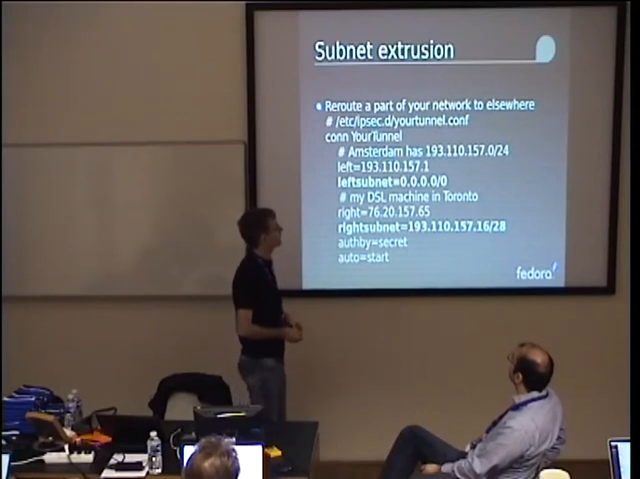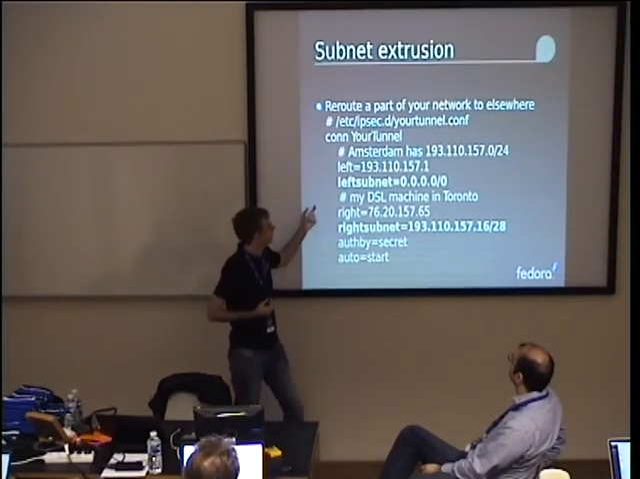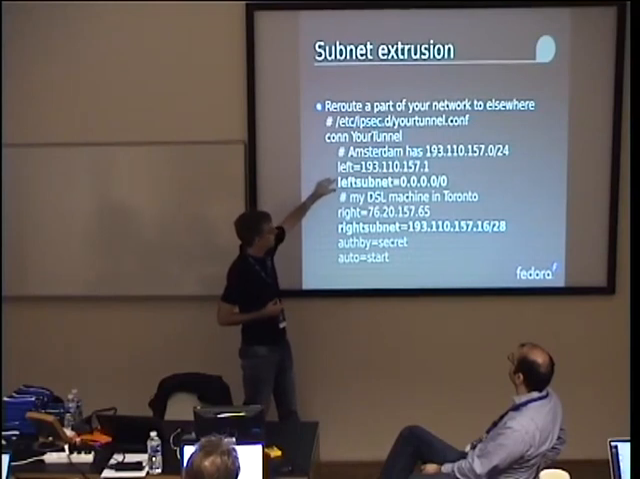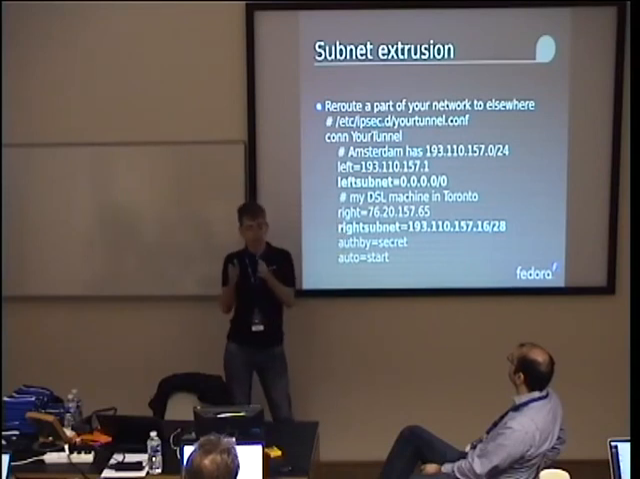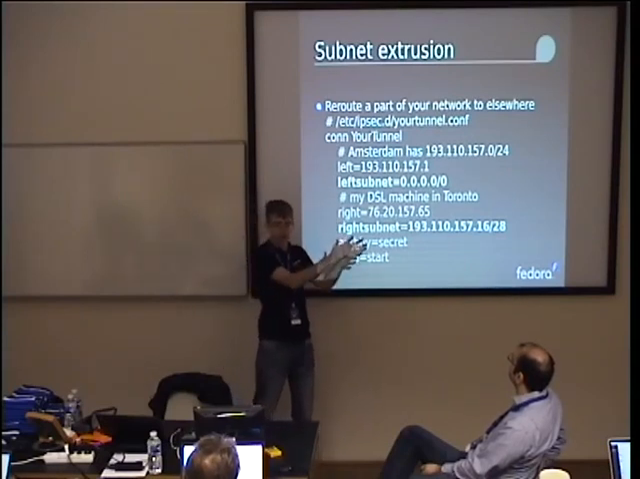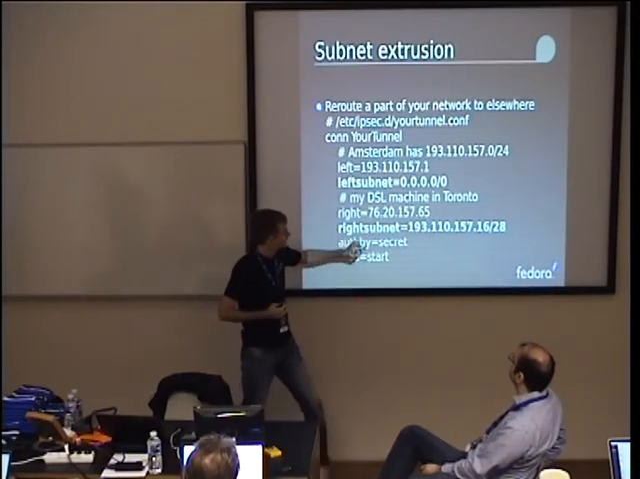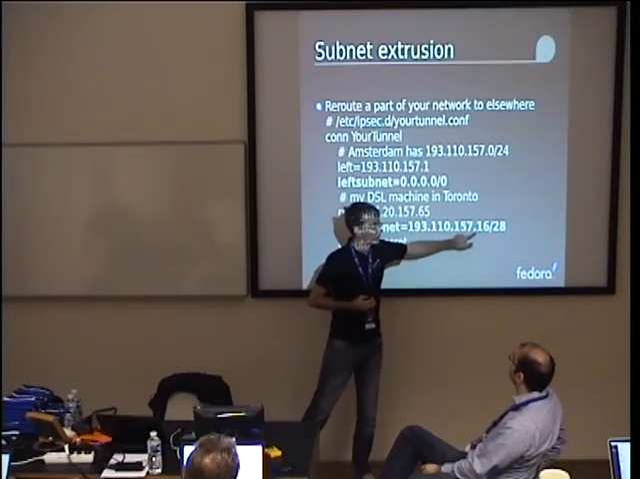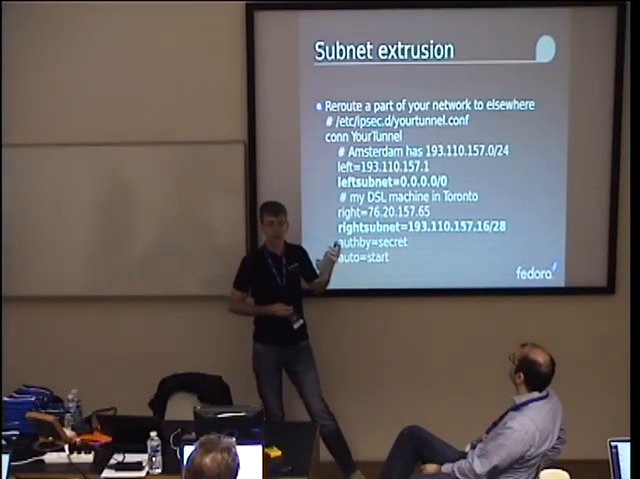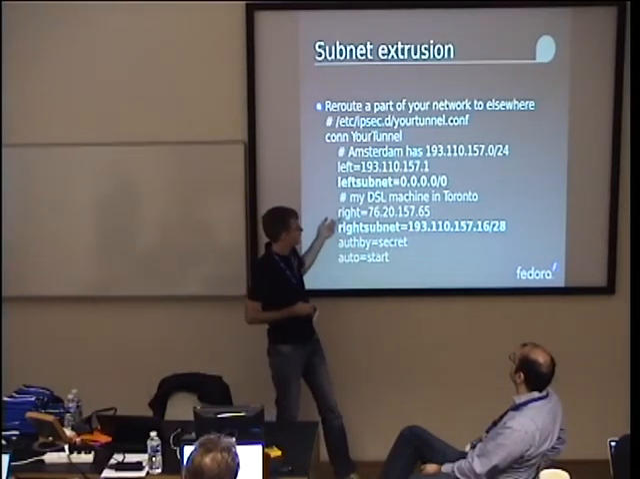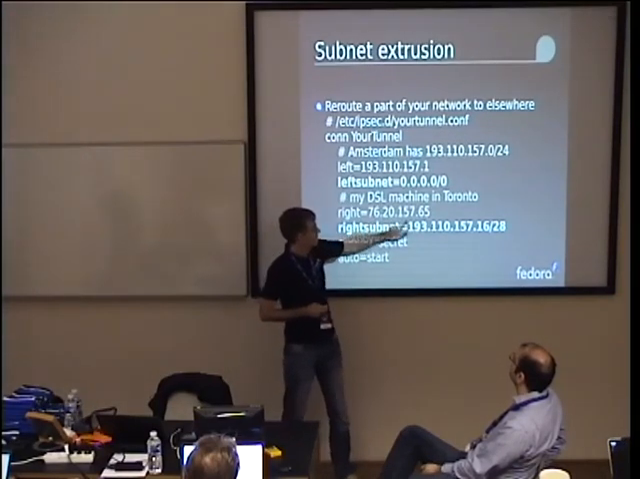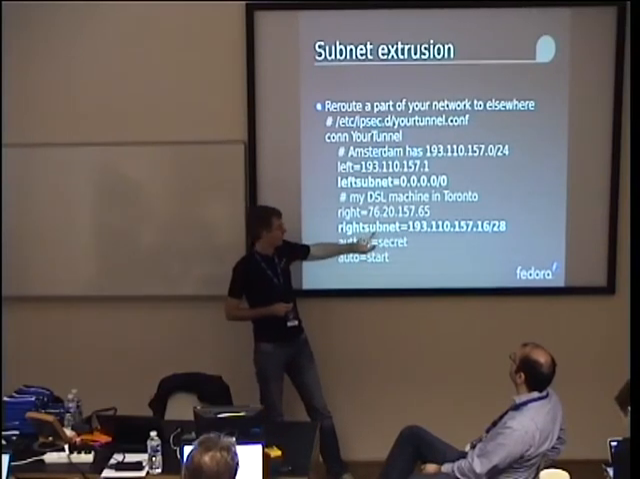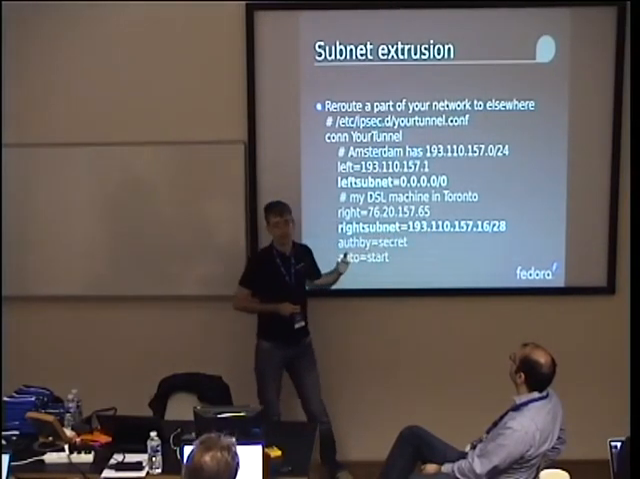What we call subnet extrusion is actually what I use myself at home, where you call one side the subnet 0.0.0.0/0 and the other is your subnet. So what you're basically doing is moving a subnet to your other location. For instance, this range, 192.110.157.0/24, is a range I own in Amsterdam. And so on the Amsterdam server, there is this configuration. And this is my DSL IP address at home.